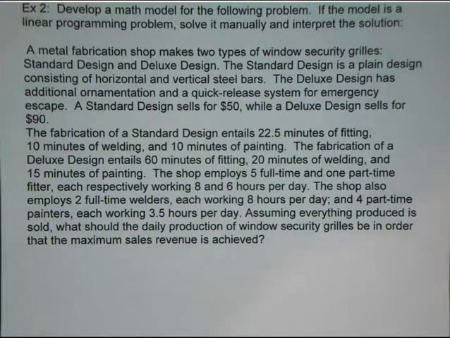The shop also employs 2 full-time welders, each working 8 hours per day, and 4 part-time painters, each working 3.5 hours per day. Assuming everything produced is sold, what should the daily production of window security grills be in order that the maximum sales revenue is achieved?